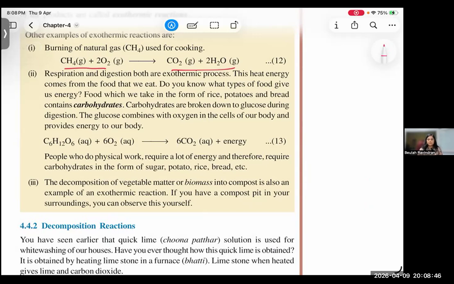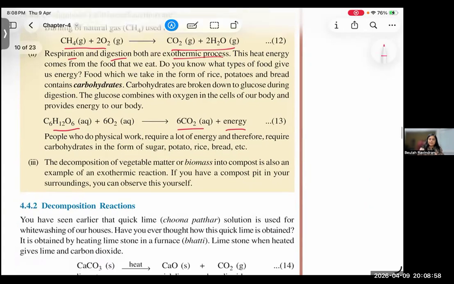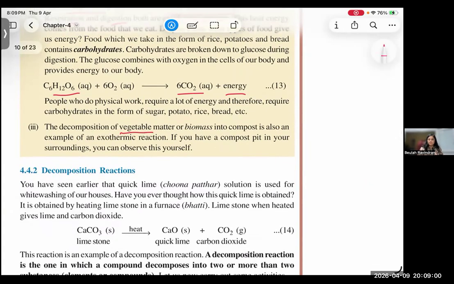Got it? And then this glucose is breaking down into energy, respiration reaction. The respiration and digestion both are exothermic processes. This is all we saw, right? Then I said decomposition of vegetable matter or biomass also, like compost, right? So everything is in that first video. You can go through it.